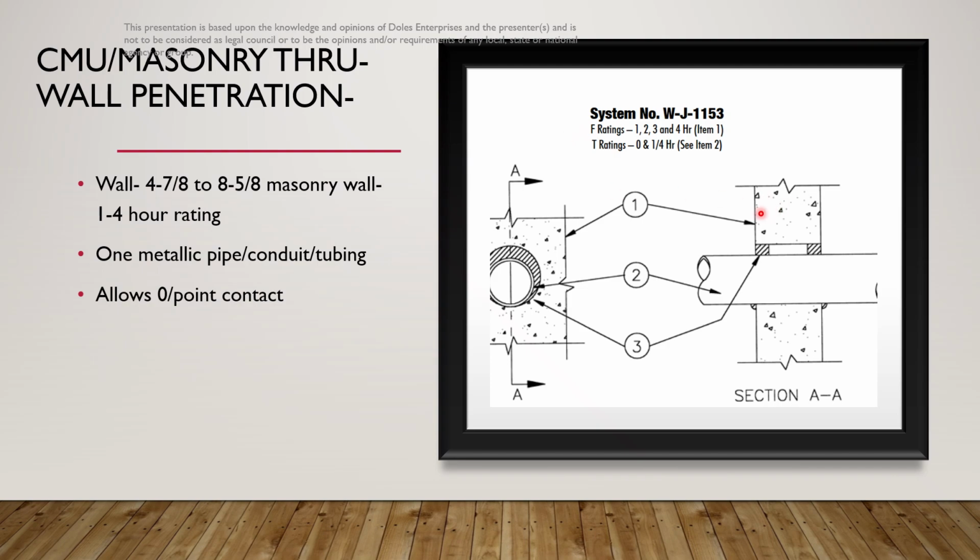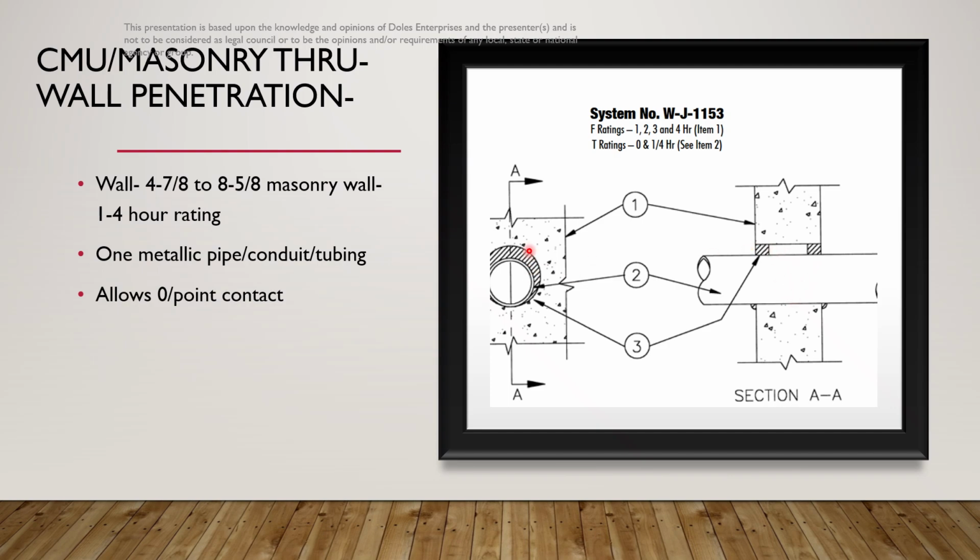For this example, we're going to assume we have an 8-inch CMU wall. We have a 2-inch steel pipe through penetration. In this case, when we look at our UL system sheet, we see that we are allowed to do this and our maximum opening would be 14 1/8 inch. So well within our range.